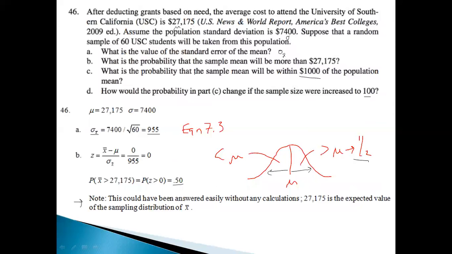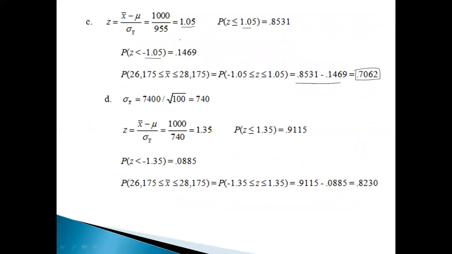Okay. And what would happen if we change the sample to 100? Well, we just have to do our whole calculation again from the start to find what that 955 is now. It's 7,400 divided by the square root of 100, which is 10, so it's 740. So we've changed that. We plug the same thing in. Now we're using 740 instead of the 955, so we get 1.35. So we look at the plus and the minus, subtract those, and now we get 0.8230, and it does what we expect it to do. Higher sample size gives us a better probability.